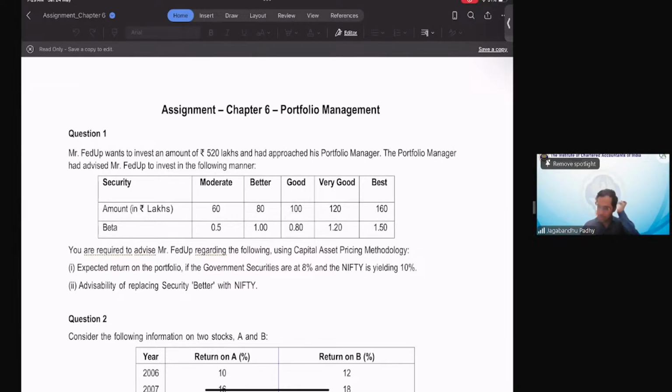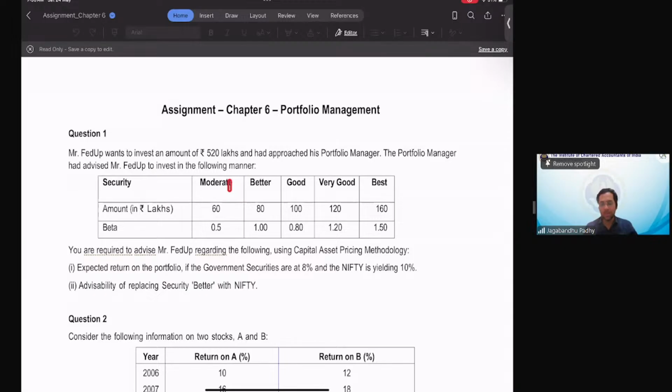So let's go for the questions in the assignment sheet now. First one. Mr. Fedab wants to invest an amount of 520 lakhs and had approached his portfolio manager. Portfolio manager has advised Mr. Fedab to invest in the following manner.